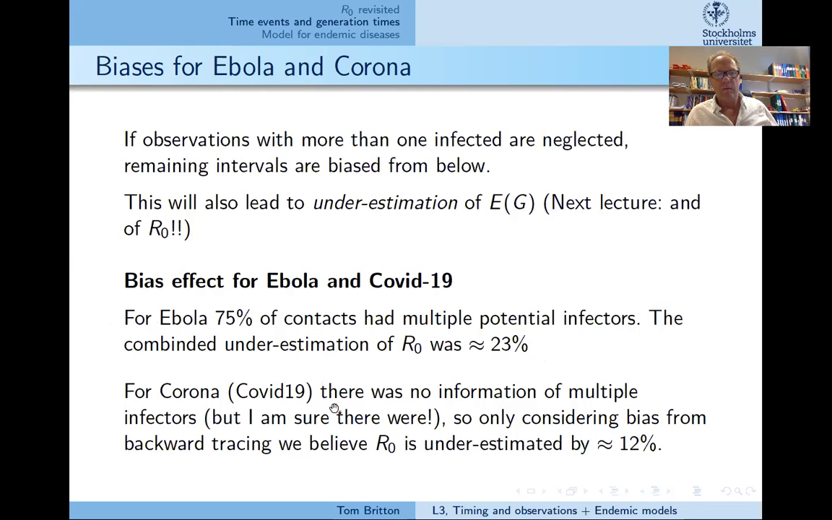For COVID-19, we did the same thing. That has not been published. The problem was that there was not enough information. It was a quick study, so they didn't explain. The only thing we knew was that they were contact tracing, looking backwards in time, but we did not know anything about multiple exposures. So if we only took the looking backwards in time, we believe that the estimate of R0 was underestimated by about 12%.